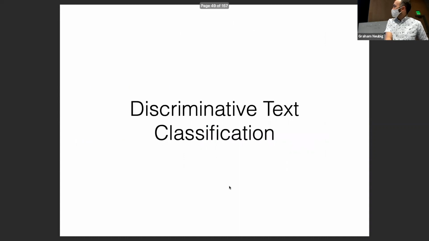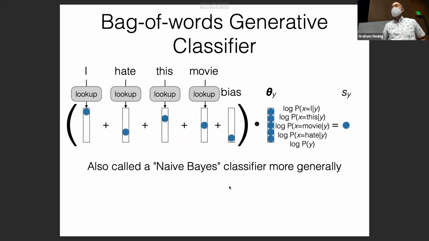And there are other ways to learn this weight vector, namely a discriminative text classification, where we learn the weight vector directly. But the point here is that a generative classifier, just count-based addition, is one way to learn the weights that you might use in this.